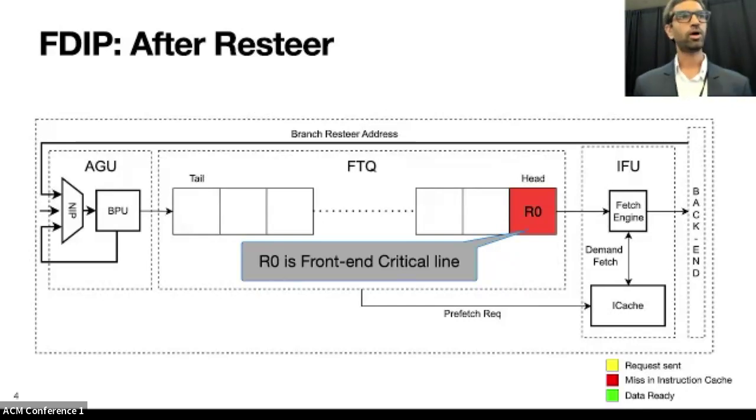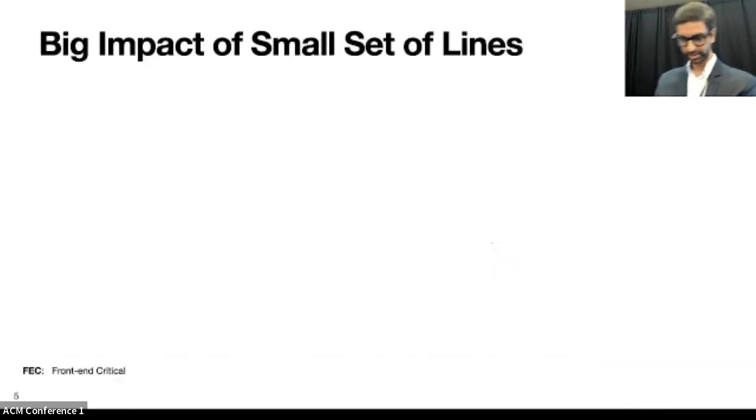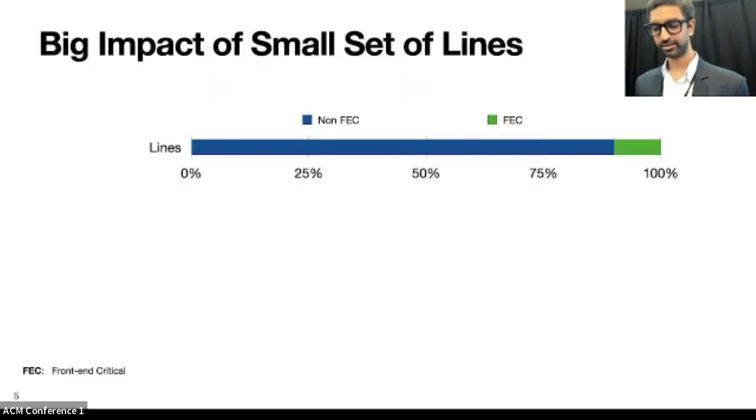So how often does this happen? To understand this, let's look at the distribution and the big impact of a small set of lines. The title anyway gives away what I'm going to show, but let's look at the distribution.